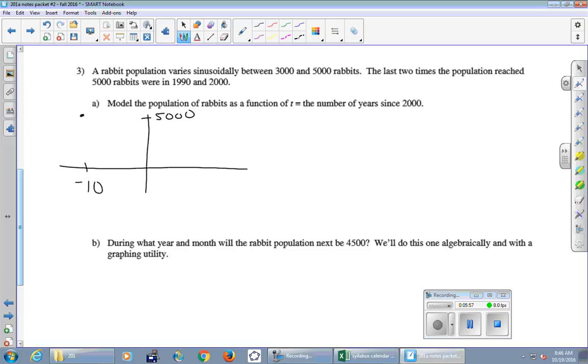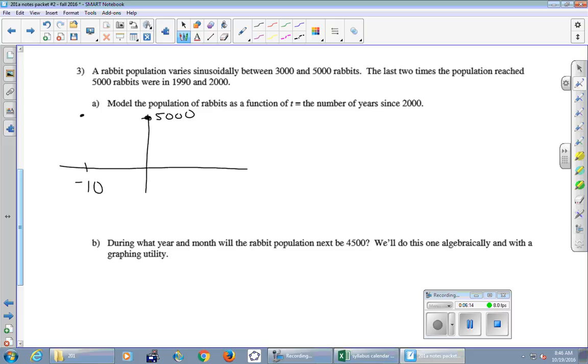And it says the population was 5,000 again in the year 2000. What value of t is the year 2000? It's 0, because t is the number of years since 2000. So that means my next dot is right there on the y-axis.